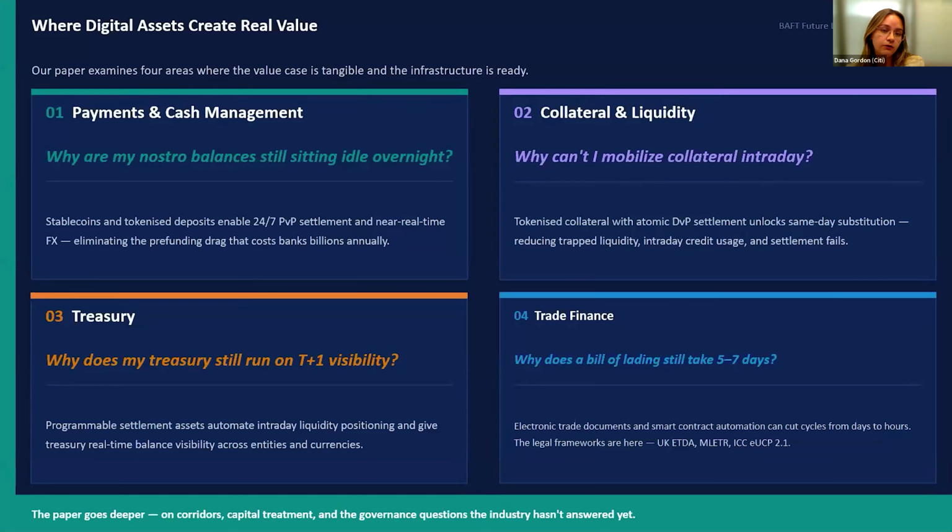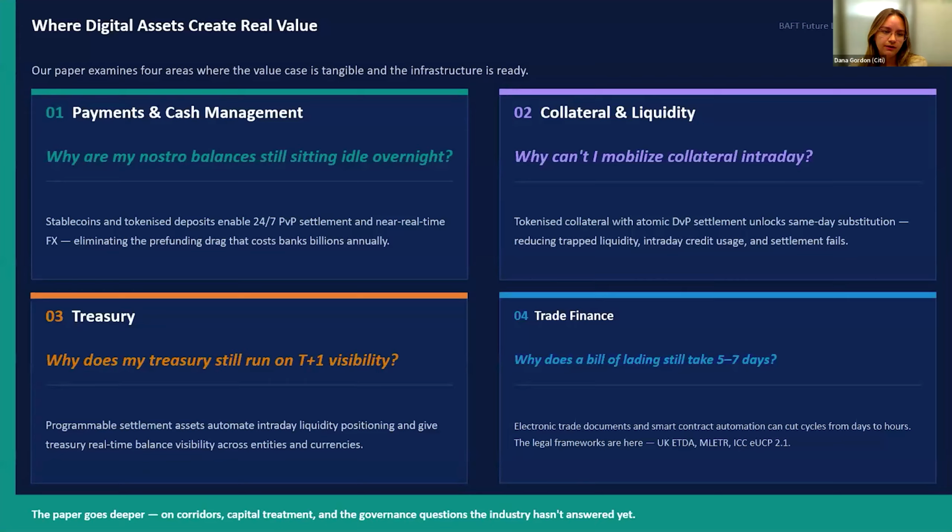By enabling 24/7 PVP settlement and near real-time FX, banks can reduce the operational drag created by cutoff times, reconciliation delays, and pre-funding requirements. What's important here is that we're not talking about replacing correspondent banking overnight. We're talking about improving it corridor by corridor, especially in places where friction, liquidity costs, and settlement delays are at their highest. The opportunity is really about liquidity optimization and operational efficiency.